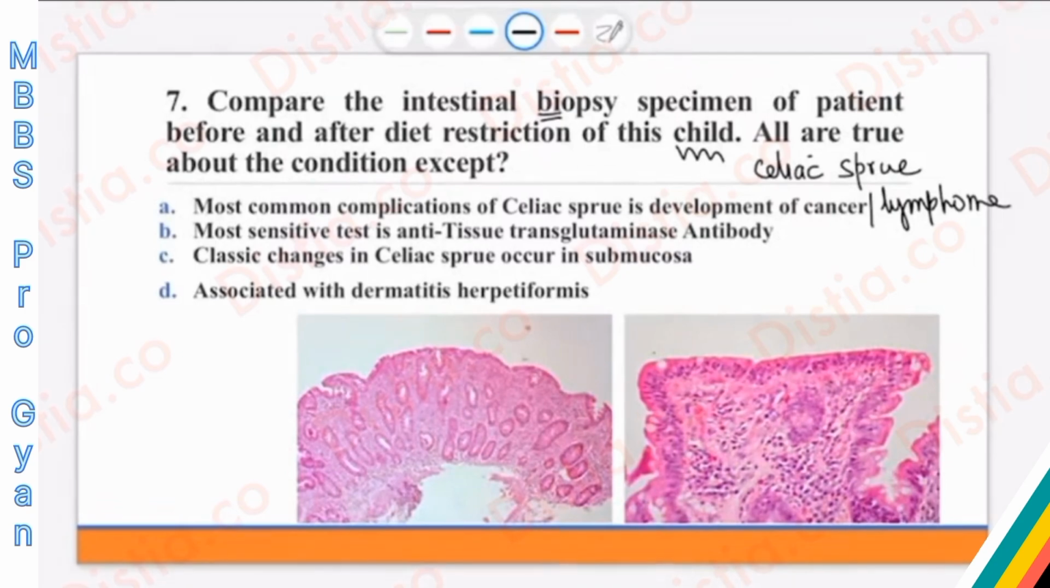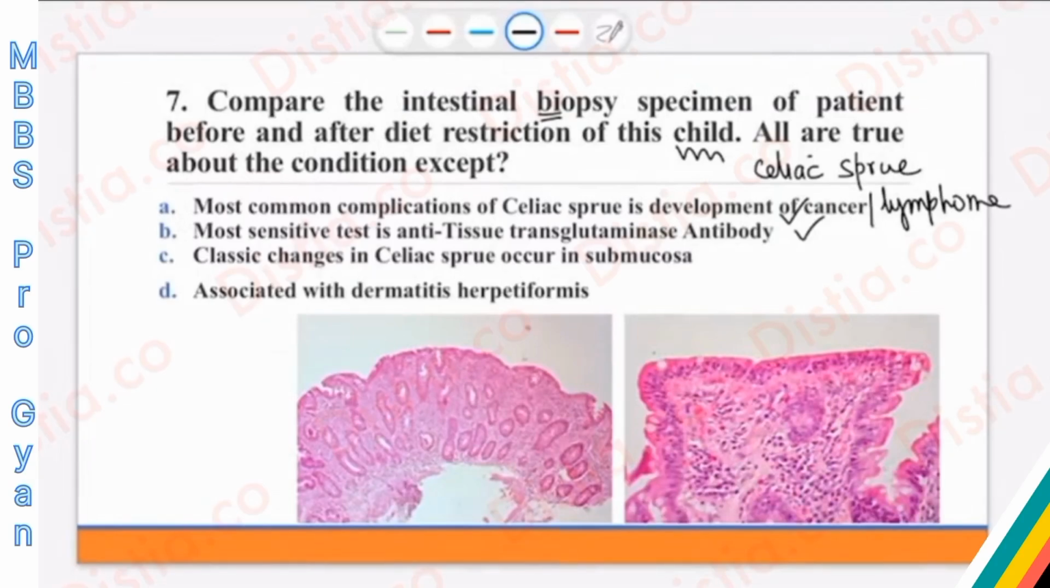The most sensitive test for these patients is anti-TTG, tissue transglutaminase antibody. I have explained to you the fact that epidermal transglutaminase antibodies, what you read with celiac proves association, that is dermatitis herpetiformis, which was one of the questions earlier. It is ETG and TTG. Epidermal transglutaminase is related to dermatitis herpetiformis. However, B is the correct statement.